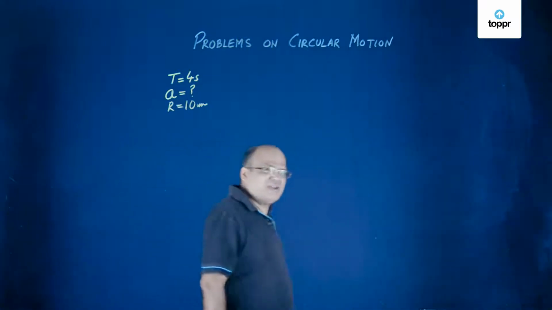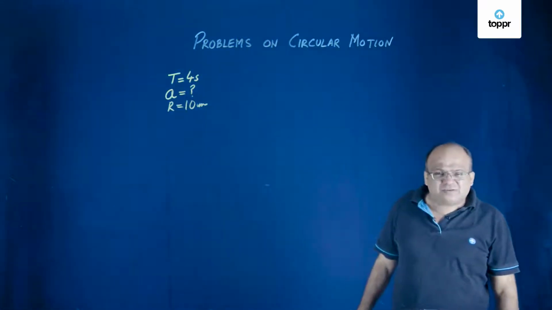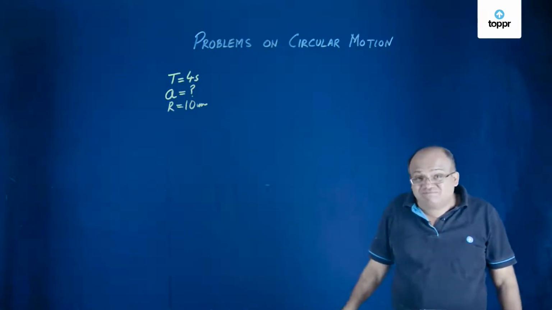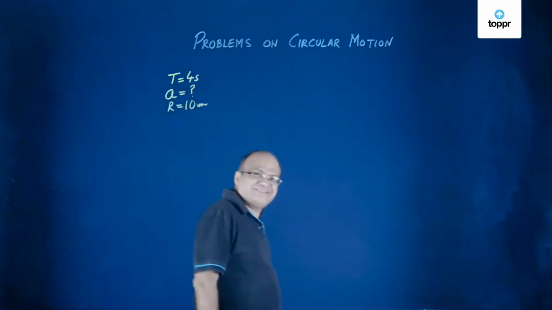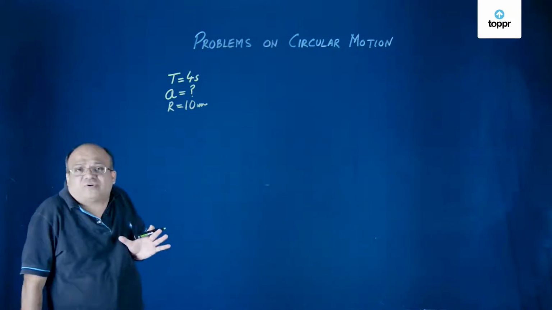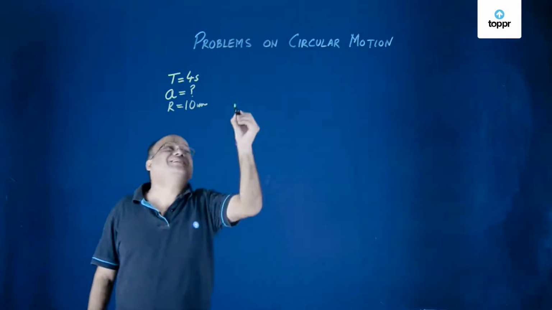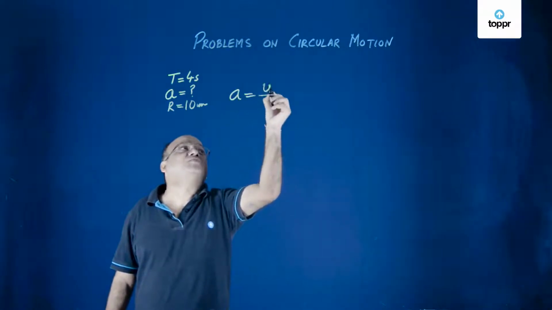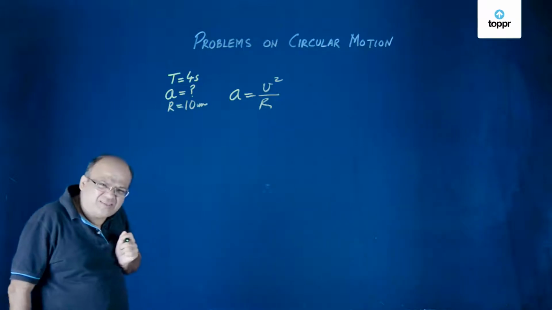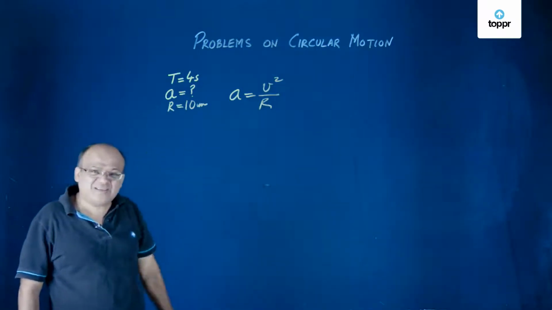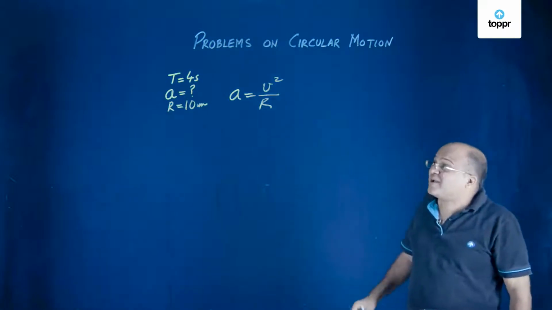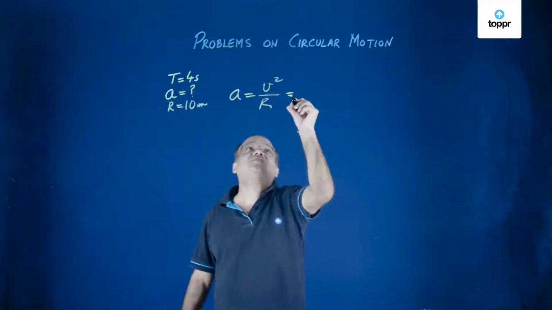So how to find the centripetal acceleration? Time period is known, radius is known. So centripetal acceleration, there is only one formula. What is that? Centripetal acceleration equal to v square by r. And what is v in terms of omega? Omega is angular velocity. V is r omega. So we can use this equation here.